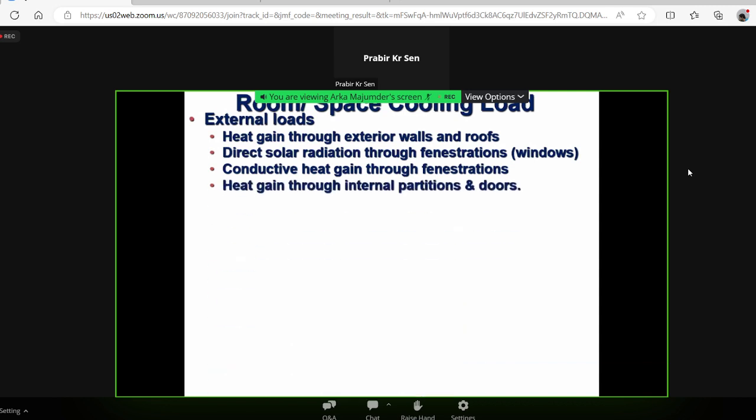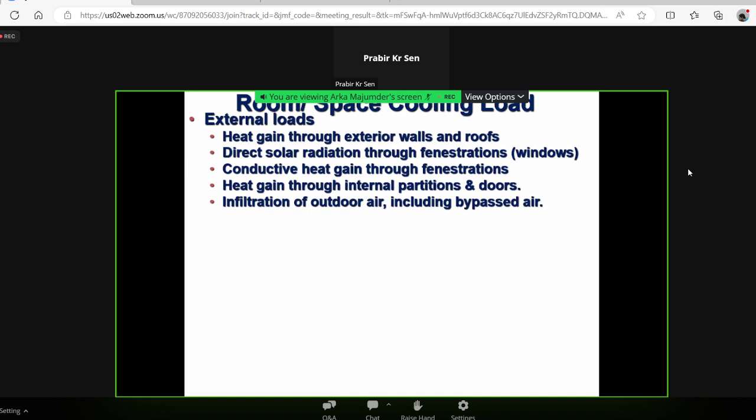Heat gain through internal partitions or doors. Internal partitions and doors means the partition walls and doors which separate the air-conditioned room from an adjacent non-AC room. If the adjacent room is also AC, and both are running together, then on either side of the partition wall the temperature is the same, so there will not be any heat transfer. But if the partition wall segregates your air-conditioned room from a non-AC room, then heat will come through that.